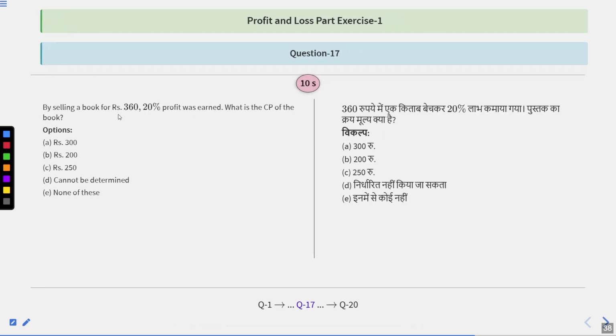By selling a book for rupees 360, 20% profit was earned. What is the cost price of the book? You have 5 options and 10 seconds to analyze this question. Your time starts now.